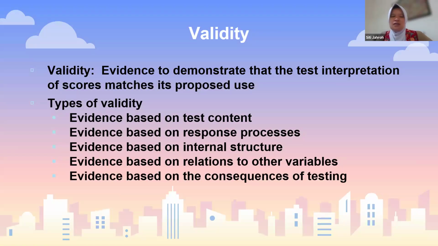Validity. What is validity? Actually, it's evidence to demonstrate that the test interpretation of scores matches its purposed use. The types of validity: evidence based on the test content, evidence based on the response processes, on the internal structure, on the relations to other variables, and also the consequences of testing.